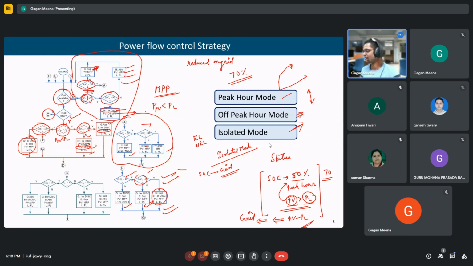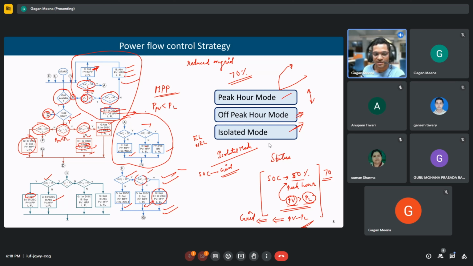So this was for peak hour mode. For off peak hour mode, we have to go to block C. In off peak hour mode, whenever generation is more than load, we have to see if SOC is greater than 90%, then the battery will not be charged, and the additional generation can be given to the grid. So the grid is absorbing here because generation is already more than the load. We have excess generation. If SOC is less than 90%, then the battery can charge, and the grid is disconnected or it is island, since power is not being supplied to the grid.